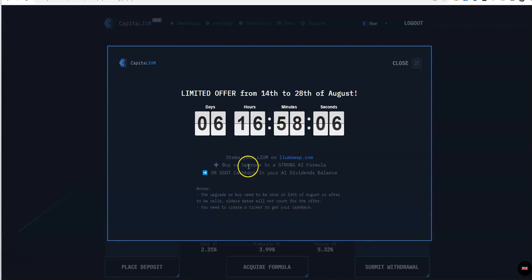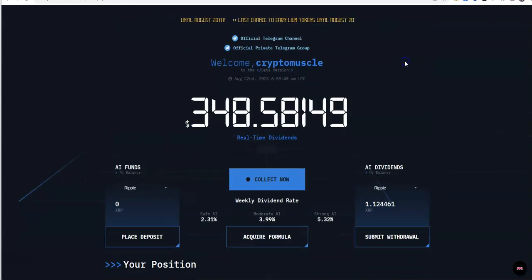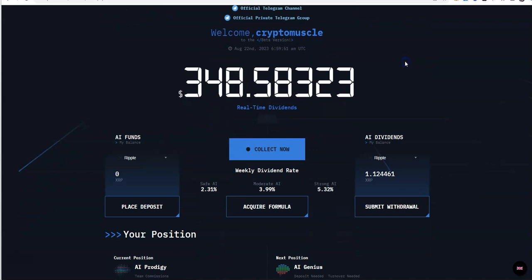Very interesting. So you can stake your LIUM on LIUM swap, plus buy or upgrade to a strong AI formula. And it can't be grandfathered in. So, for example, I already have a strong AI formula right now as it exists. I did add stake to the LIUM swap last week, so I can't be grandfathered in and take advantage of this. That just won't work that way, for me that is. So, that's what it is here. Let's see. So, this is some of the stuff we got going on.